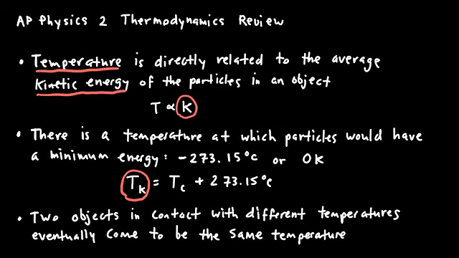And one thing that definitely matters is we probably don't need to worry about the 0.15 when we're doing a calculation. Just adding or subtracting 273 to make temperature conversions is probably just fine. One of the laws of thermodynamics that we studied said that if I take two objects that are at different temperatures and they are in contact or near one another, then eventually they will come to be the same temperature.